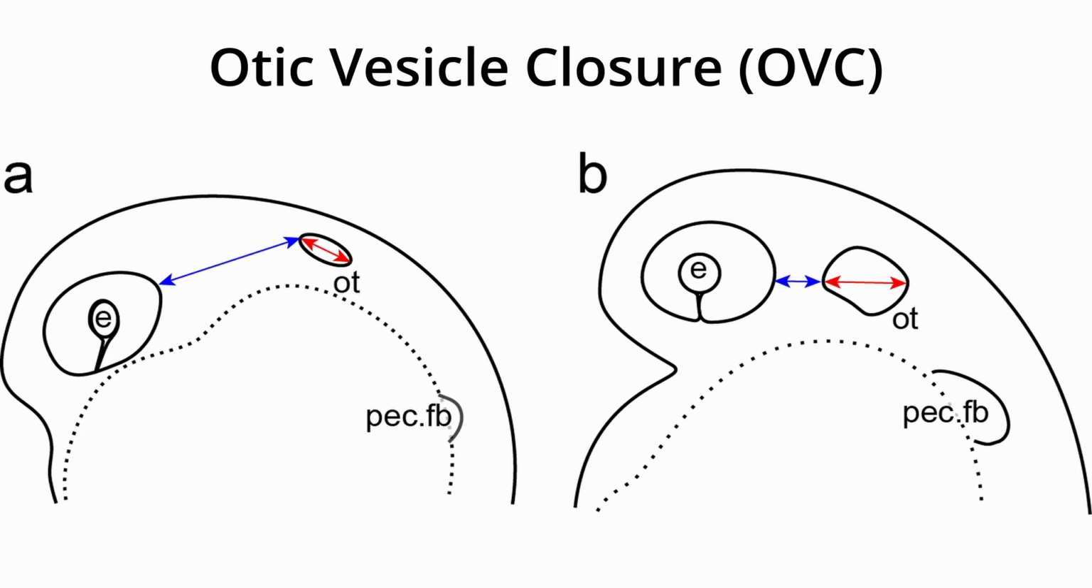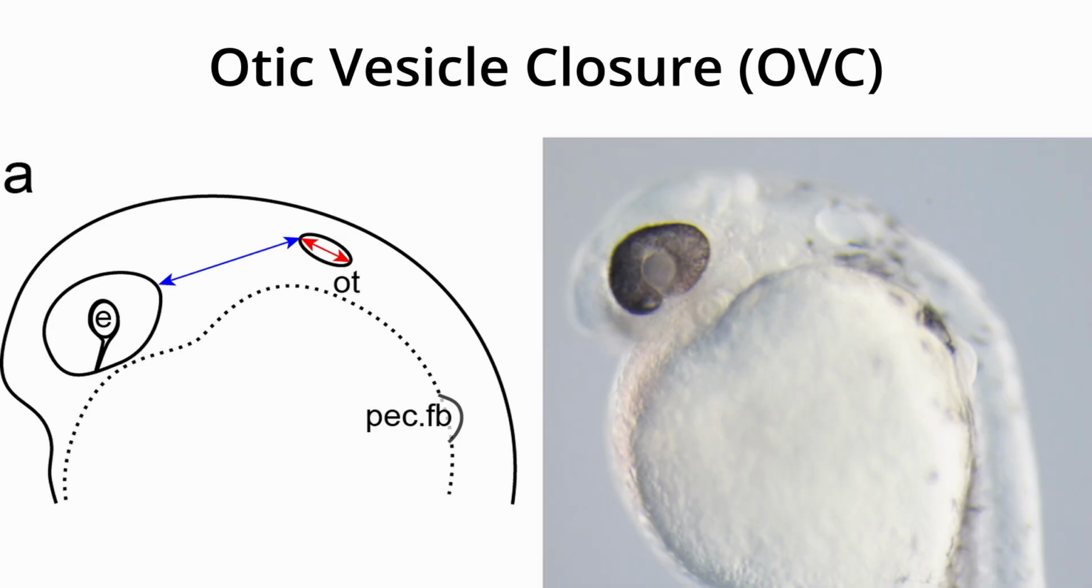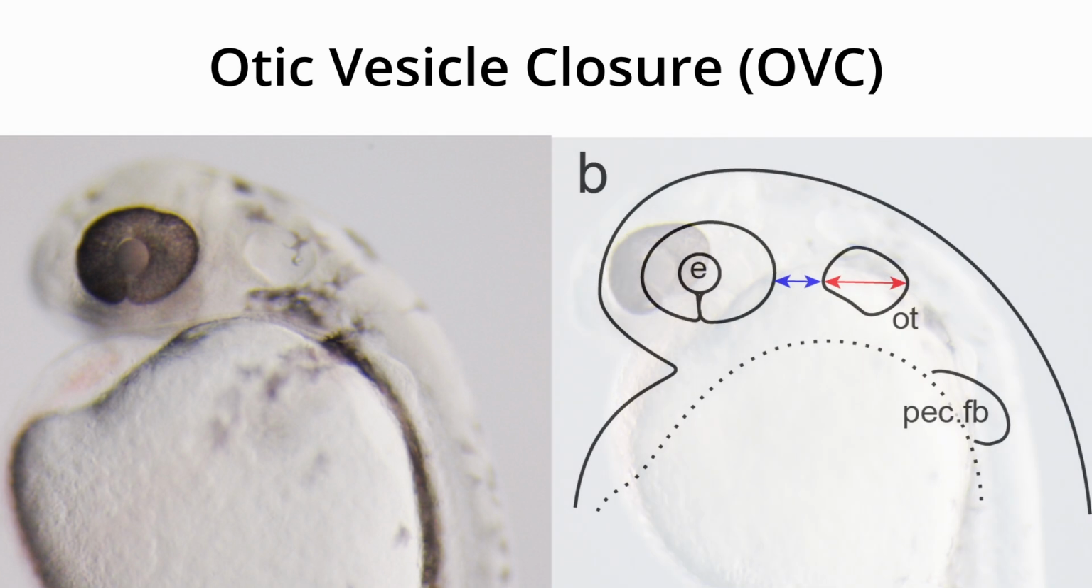The staging index uses the diameter of the inner ear and the ratio from the anterior end of the inner ear to the posterior end of the eye. With this staging index, developmental stages can be described with a photograph of the embryo taken from the side with the eyes and the inner ear in focus.